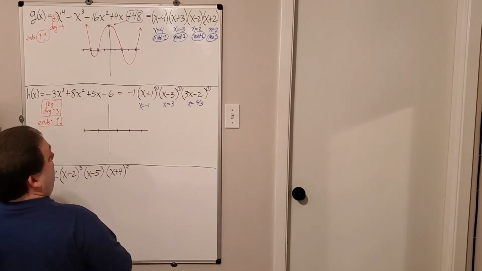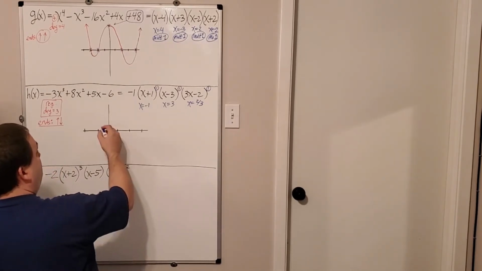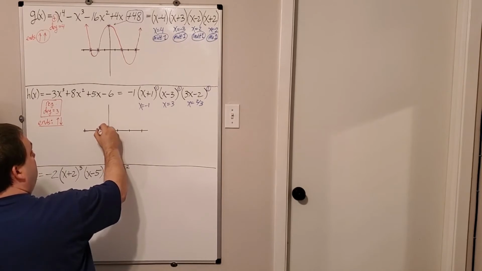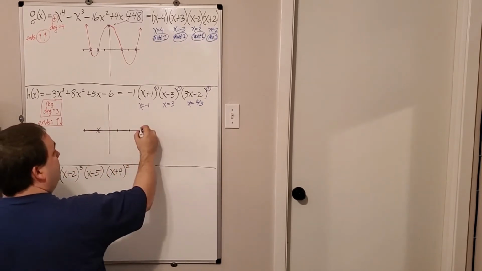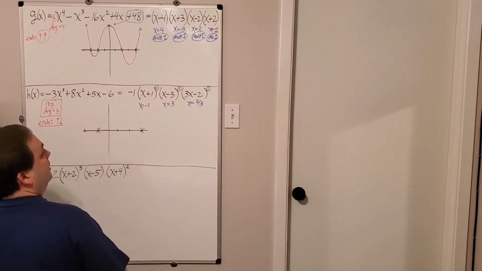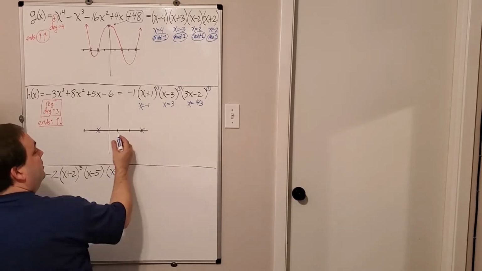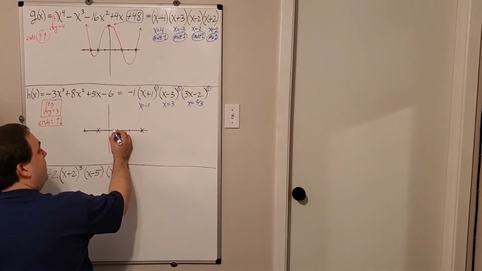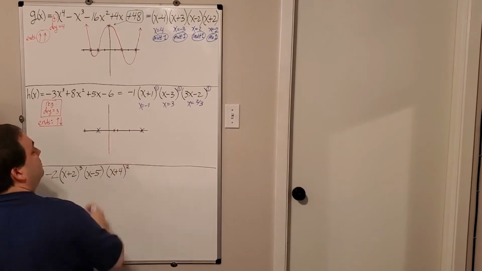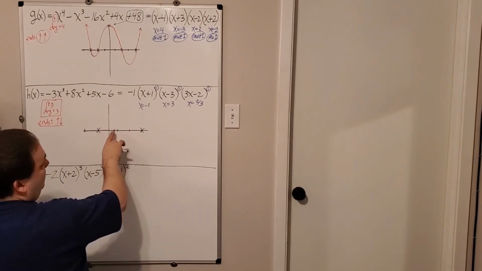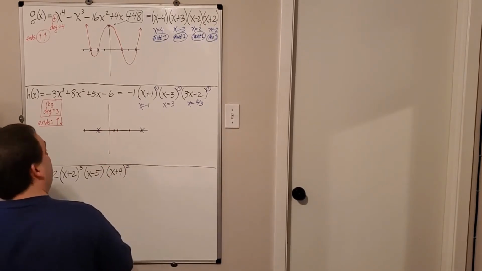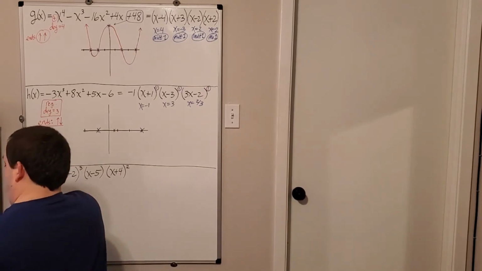Okay, now my intercepts. -1 is right here. 3, of course, is right here. And 2/3, well, I'll just get that right about where I think it is, between 0 and 1, but not a little bit past half, right? That's there. All right.